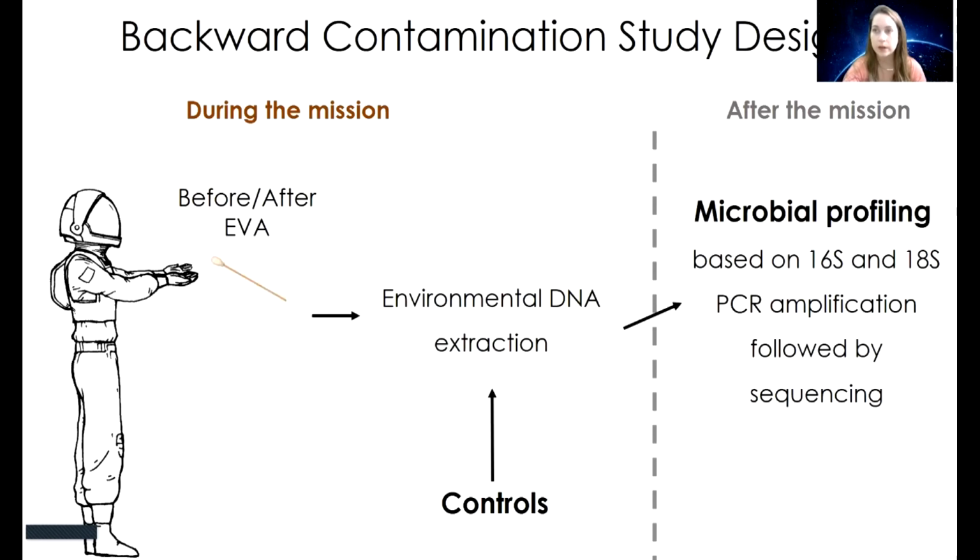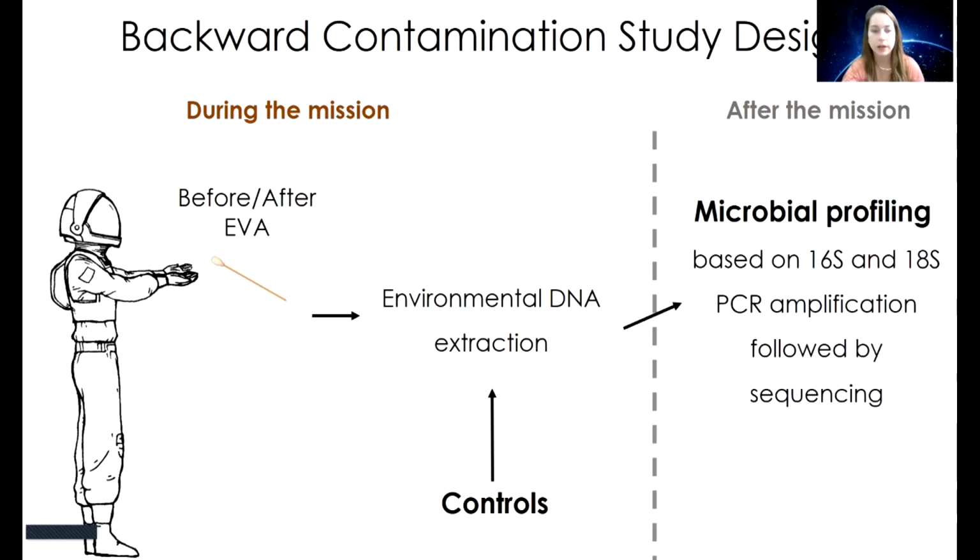Moving on to the last part of my talk. In order to study backward contamination, we designed the following protocol. Nitrile gloves were placed over the astronaut suit glove in the airlock right before leaving to an EVA. Section of the palm of the hand and then the 5 fingers were gently swabbed using a sterile cotton swab.